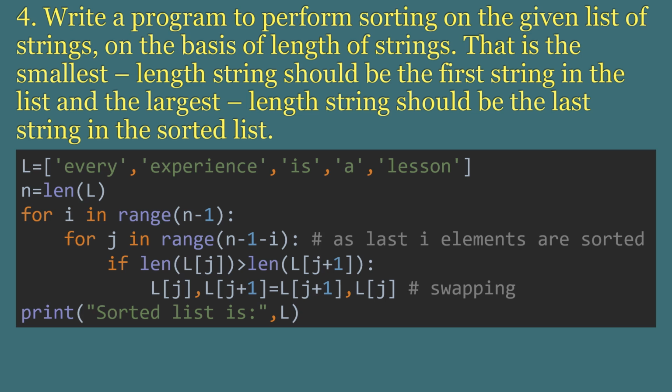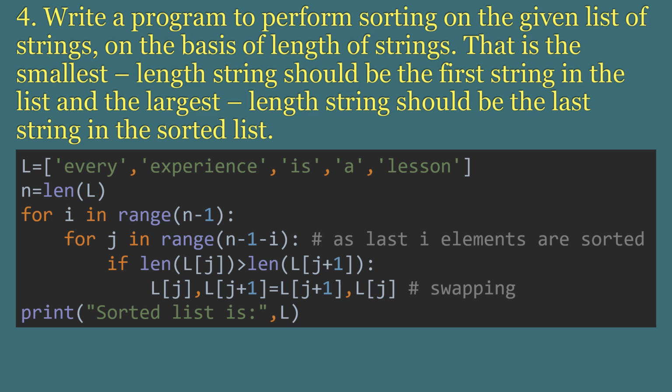Now here we are using bubble sort to sort the list of strings according to the length. So first of all, we will take the length of the list and store it in a variable n. Now i will range from 0 to n minus 1. Within that, j will range from 0 to n minus 1 minus i. Then it will check if length of L of j is greater than length of L of j plus 1. That means if the length of the first string is greater than the next string, then they will be swapped. Okay, then swapping will take place. So that will take place within this nested for loop.